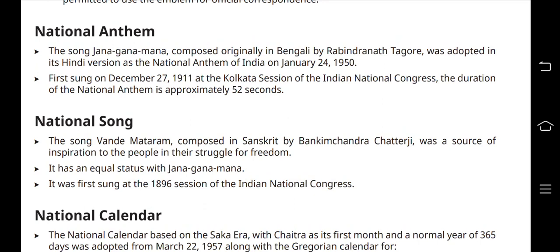National song: the song Vande Mataram, composed in Sanskrit by Bankim Chandra Chatterjee, was a source of inspiration to the people in their struggle for freedom. It has an equal status with Jana Gana Mana. It was first sung at the 1896 session of the Indian National Congress.